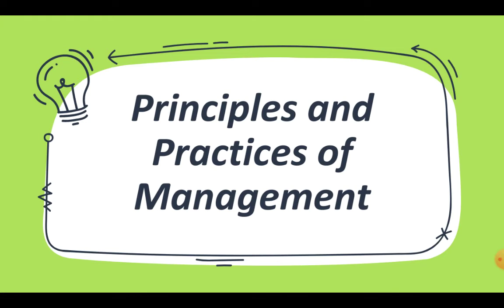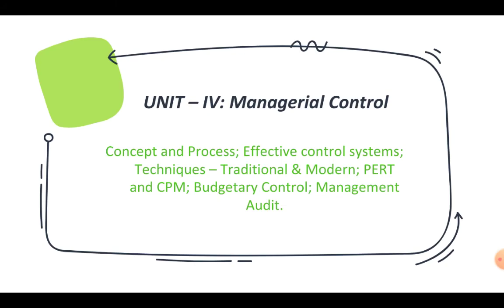Okay, so I will be handling only units 4 and unit 5, and under unit 4 we'll be dealing with managerial control. Okay, so one of the main functions of management, if you remember: planning, organizing, staffing, directing, controlling. Okay, so number 5, managerial control, is what we'll be dealing with under this chapter. So under unit 4, the subtopics that we're having is the concept of managerial control, process of managerial control, effective control system, techniques pertaining to managerial control, which include traditional as well as modern techniques. And then under that, we'll be dealing with PERT and CPM, budgetary control, as well as management audit. Okay, so these are the subtopics available under managerial control.